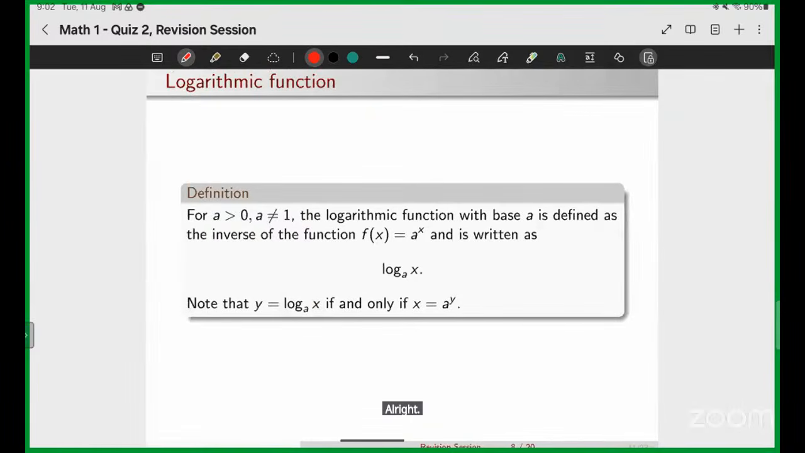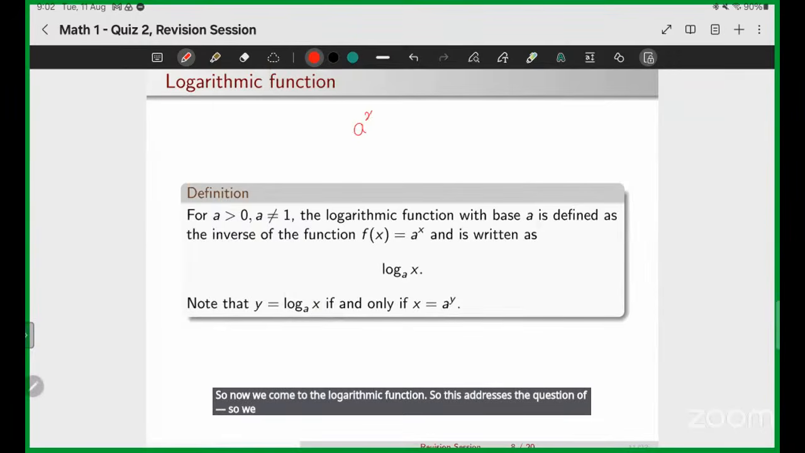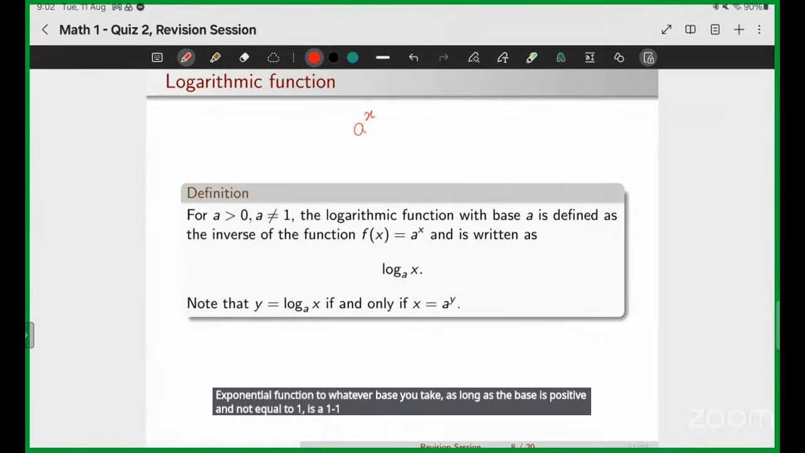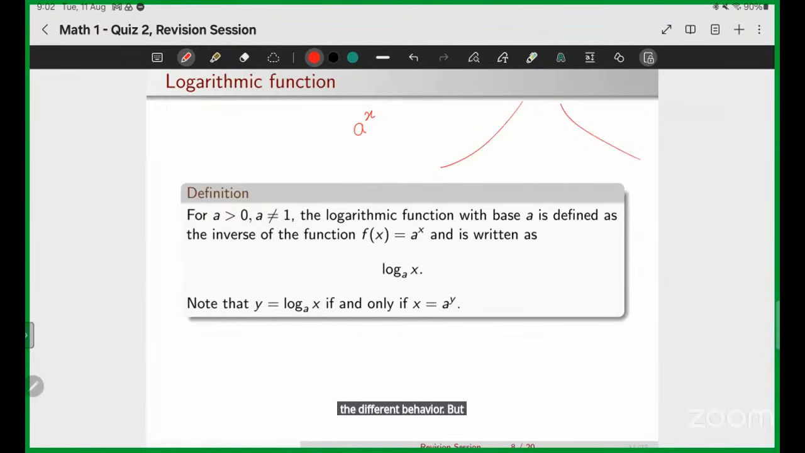So now we come to the logarithmic function. So this addresses the question of, we did see that this exponential function, to whatever base you take, as long as the base is positive and not equal to 1, is a 1-1 function, right? The kinds of graphs that we saw, if a is greater than 1, it was something like this, and if a was less than 1, it was something like this. It had different behavior. But in either case, it's a 1-1 function.